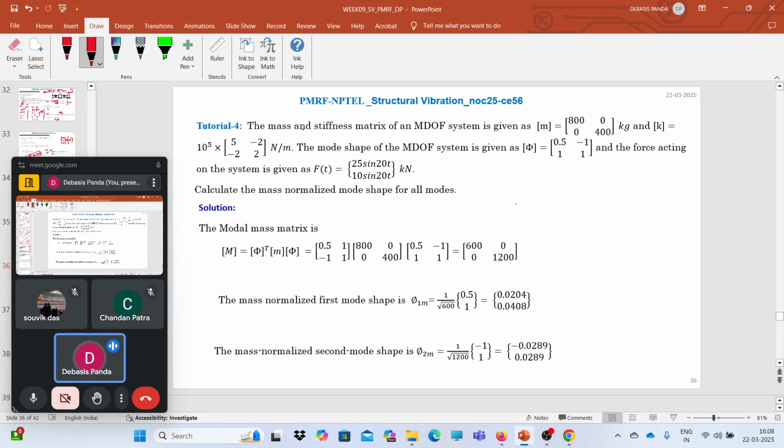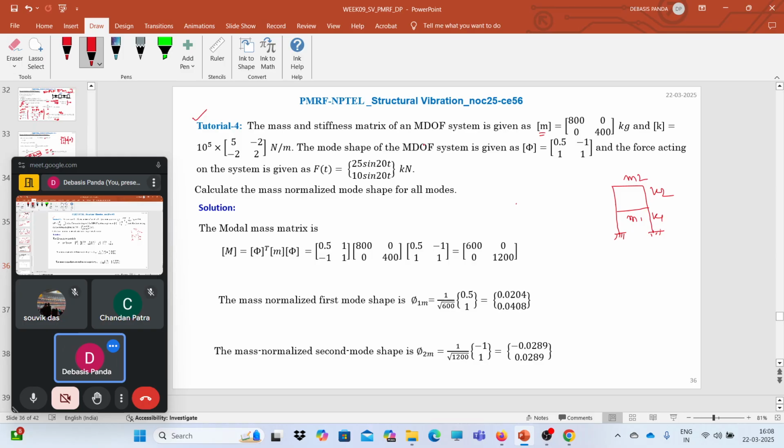So the mass and the tutorial 4, already you have solved 3 tutorials. So tutorial 4, the mass and stiffness of an MDOF system is given. The mass matrix is given as 800 0 0 400 kg, right? That means we have a two DOF system, M1, M2, K1, K2, right? The mass matrix is given. The K matrix is also given. Already they have assembled K1 plus K2, minus K2, minus K2, and K2, and given it as this.